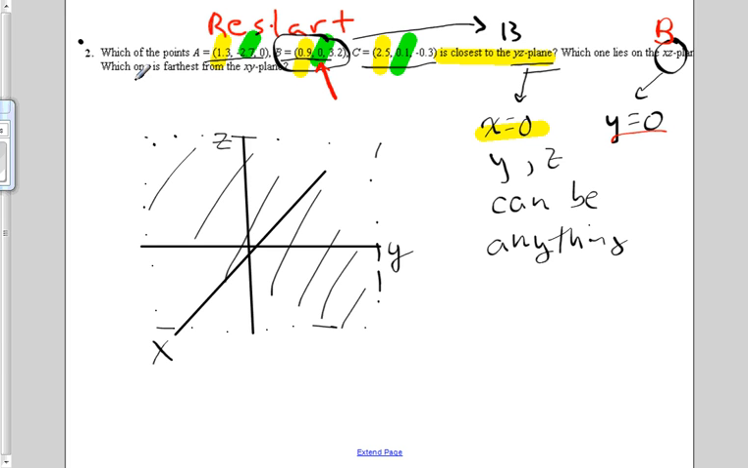And lastly, which one is farthest from the XY plane? So in the XY plane, X and Y can be anything, and Z equals 0. So which one has the biggest Z value? Certainly not that one. 3.2. So our answer, again, is B. So B is closest to the YZ plane, lies in the XZ plane, and is farthest from the XY plane. B is our big winner.